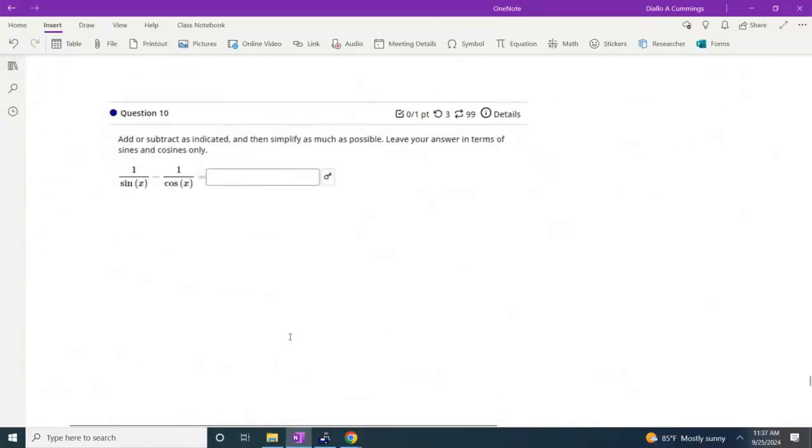All right. Number 10. It says add or subtract as indicated and then simplify as much as possible. Leave your answer in terms of sine and cosine only. So I have 1 divided by the sine of x plus 1 divided by the cosine of x.